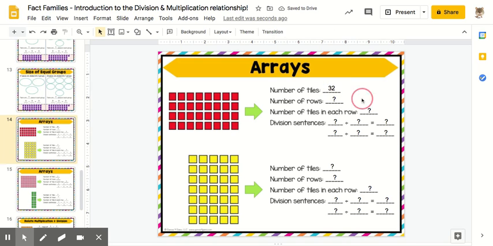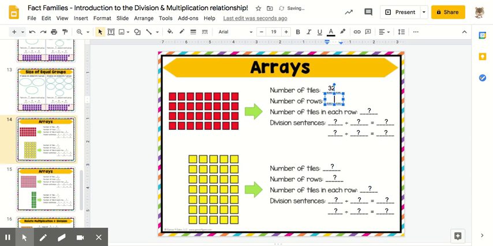And then we need to write down how many rows are there. And if you can remember, rows go across. So we've got 1, 2, 3, 4 rows. So I would go in here and I would add my 4. Number of tiles in each row. So these squares are our tiles. So in each row, there's a row across, and we already counted that it is 8 across. So that's the same number as our columns.